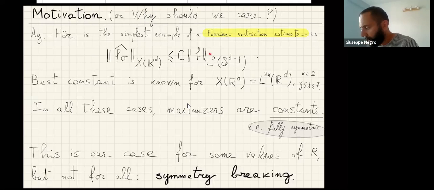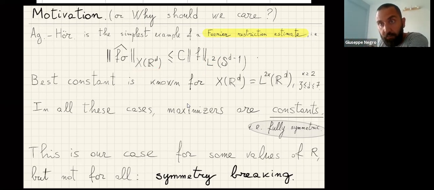And here I put L2. People study this in much greater generality, but for the sake of definiteness, I put here L2. And so here you can see that if you choose this norm to be the one I introduced at the very beginning with this 1/r thing, this is an estimate that fits in this framework, even though it's very simple.